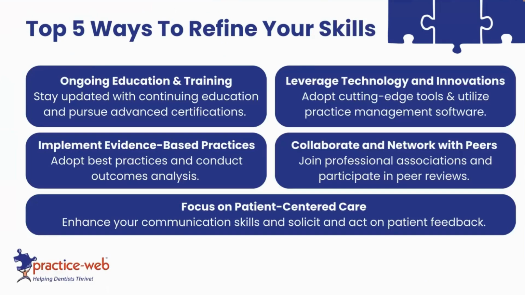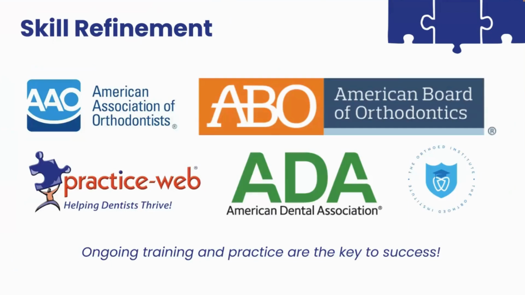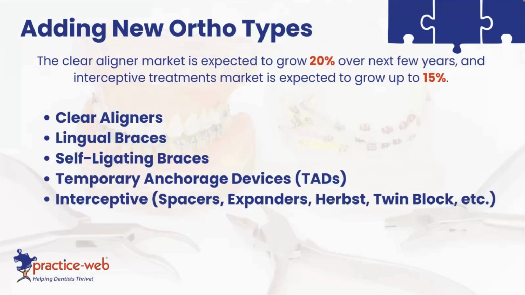So what are the 5 ways to refine your skills? You would want ongoing training, which we talked about, evidence-based practices, leverage the technology, collaborate with your peers, and there's also different groups you can join, study groups, etc., that will allow you a chance to talk about your ortho cases, and then focus on communication and patient-centric care. There's a lot of associations, as we've talked about, that allow for skill refinement, ABO, AAO, ADA. We give you training for the software at least. There's a lot of different skill refinement.